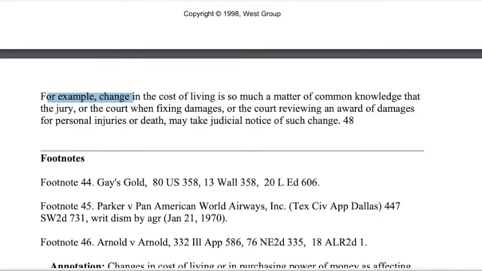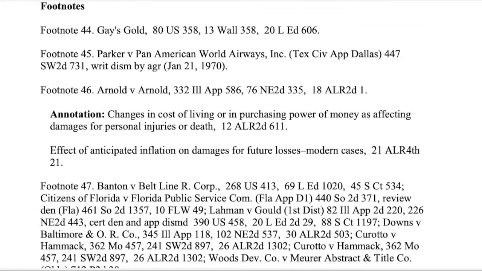For example, the change in the cost of living is so much a matter of common knowledge that the jury or the court, when fixing damages, or the court reviewing an award of damages for personal injuries or death, may take judicial notice of such change. So if a case has been going on for several years and now we've had this double-digit inflation going on, then you could have judicial notice of those economic conditions for this given time, it seems.